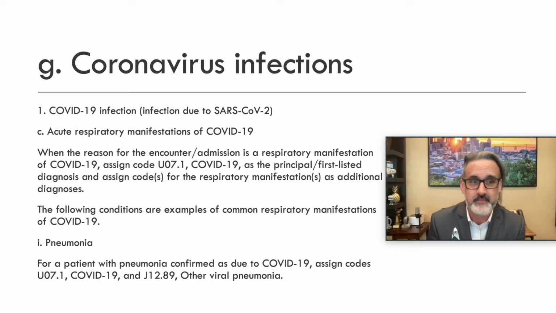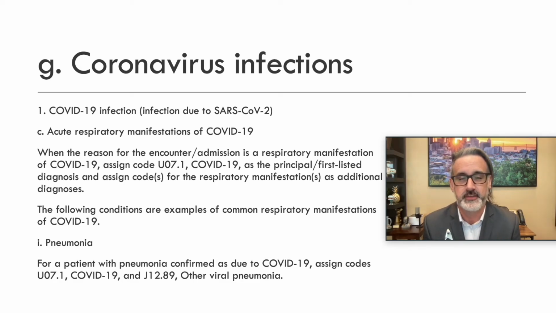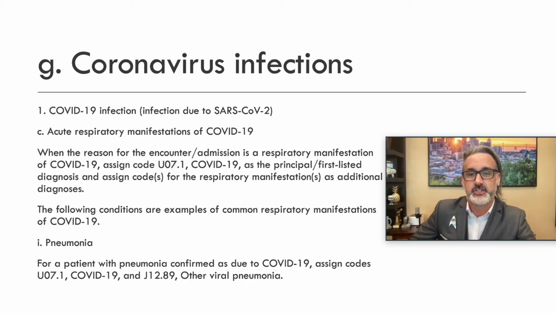Now, if a patient is having acute respiratory manifestations of COVID-19, when the reason for the encounter or admission is a respiratory manifestation of COVID-19, assign code U07.1 as the first or principal diagnosis, followed by any respiratory manifestations as additional diagnoses. For example, if the patient has COVID-19 and pneumonia, then we would code U07.1 as the primary diagnosis for the COVID-19, and then J12.89 for the other viral pneumonia.